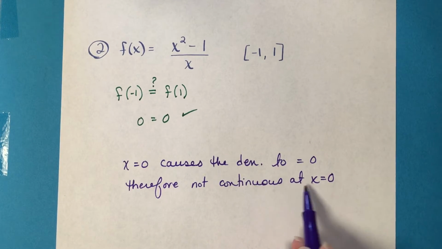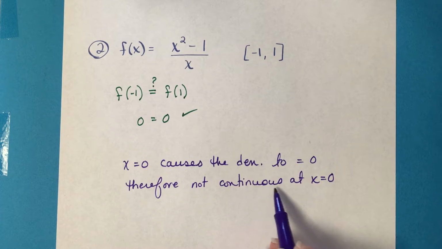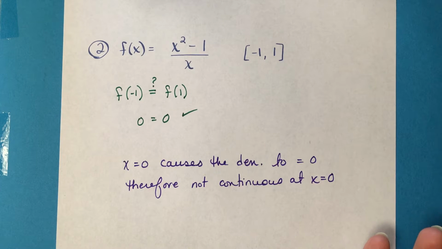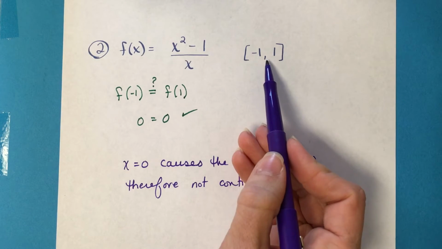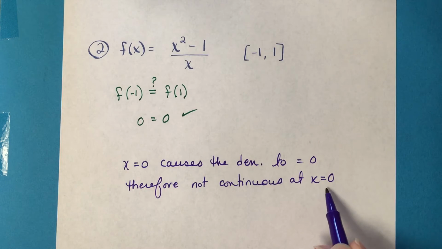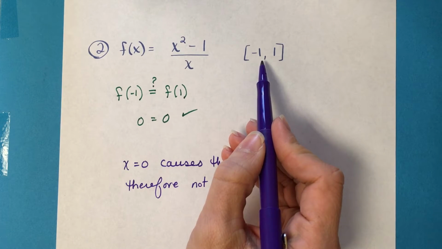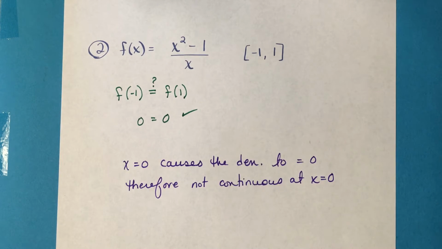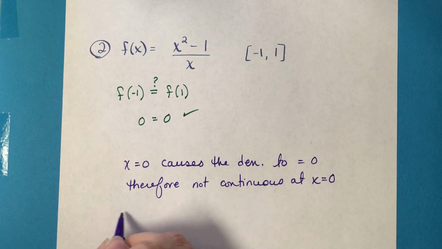Like, it could have a discontinuity at x equals 5, and you would still be able to move forward with Rolle's theorem because 5 is not in this interval. But because 0 falls in your interval from -1 to 0, Rolle's theorem is not going to work here. It's not going to apply. So Rolle's theorem does not apply.